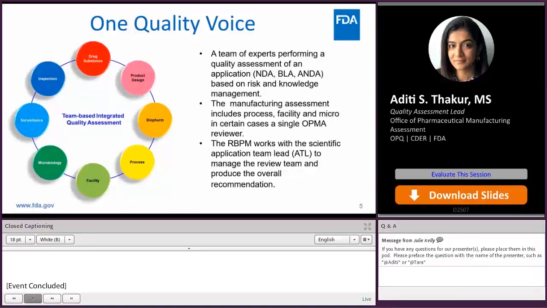Currently, OPMA, my office, is responsible for performing the manufacturing assessment. To provide a better quality assessment, in certain cases, a single OPMA reviewer is responsible for performing the assessment of the micro, facility, and process portions of the submission. All communications to the applicant are conveyed through the RBPM, who is the project manager for that submission. The RBPM works with the scientific application team lead to manage the review team and produce the overall recommendation for the submission.